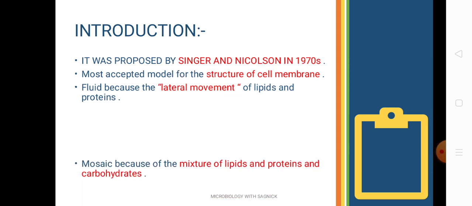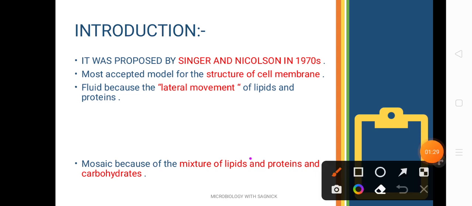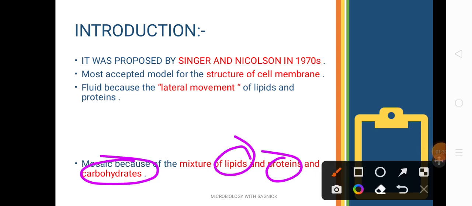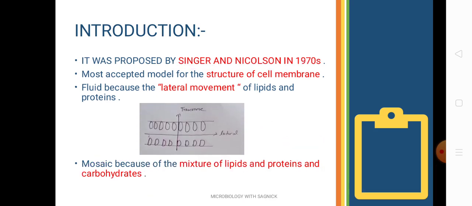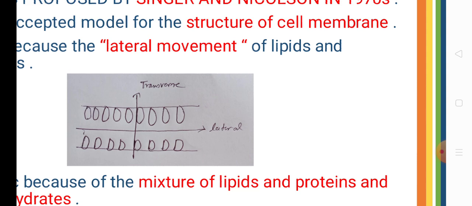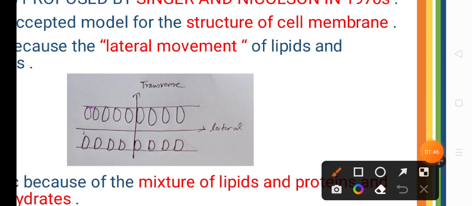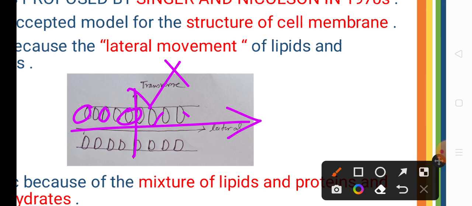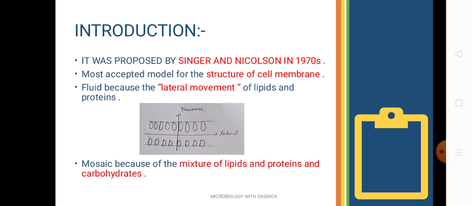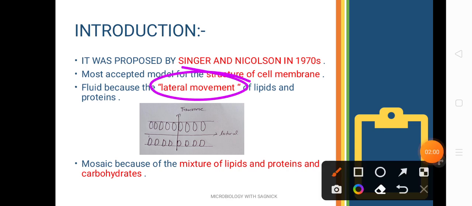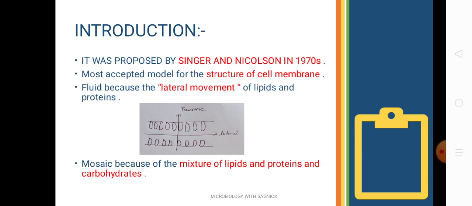Then comes the term mosaic. Mosaic because of the mixture of lipids, proteins and carbohydrates. Remember, the cell membrane according to the Singer and Nicolson model is made up of three things: lipids, proteins and carbohydrates. Lateral movement means that if we consider these to be the lipid bilayers along with proteins, they will move in this direction and that direction. That is the idea of lateral movement. So fluid because of the lateral movement of lipids and proteins, and mosaic because of the mixture of lipids, proteins and carbohydrates.